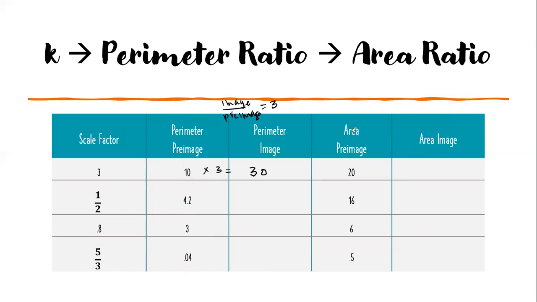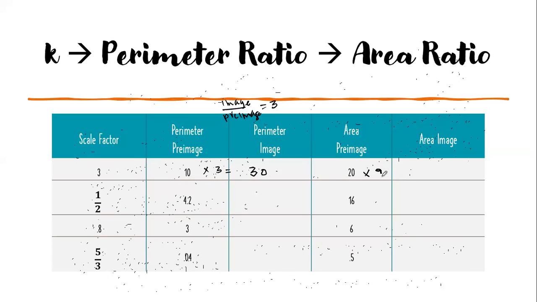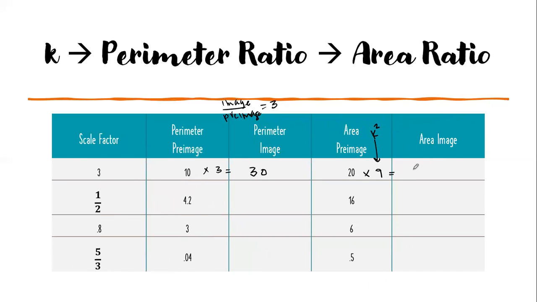So if my area is 20, what would I multiply it by to find the area image? I will multiply it by 9 because that is 3, the scale factor squared. So 180. All right, ask me questions if you didn't get it. Zoom people, ask me questions if you didn't get it. So we multiplied it here by k. Here, we multiplied it by k squared to get the new perimeter and area for the image.